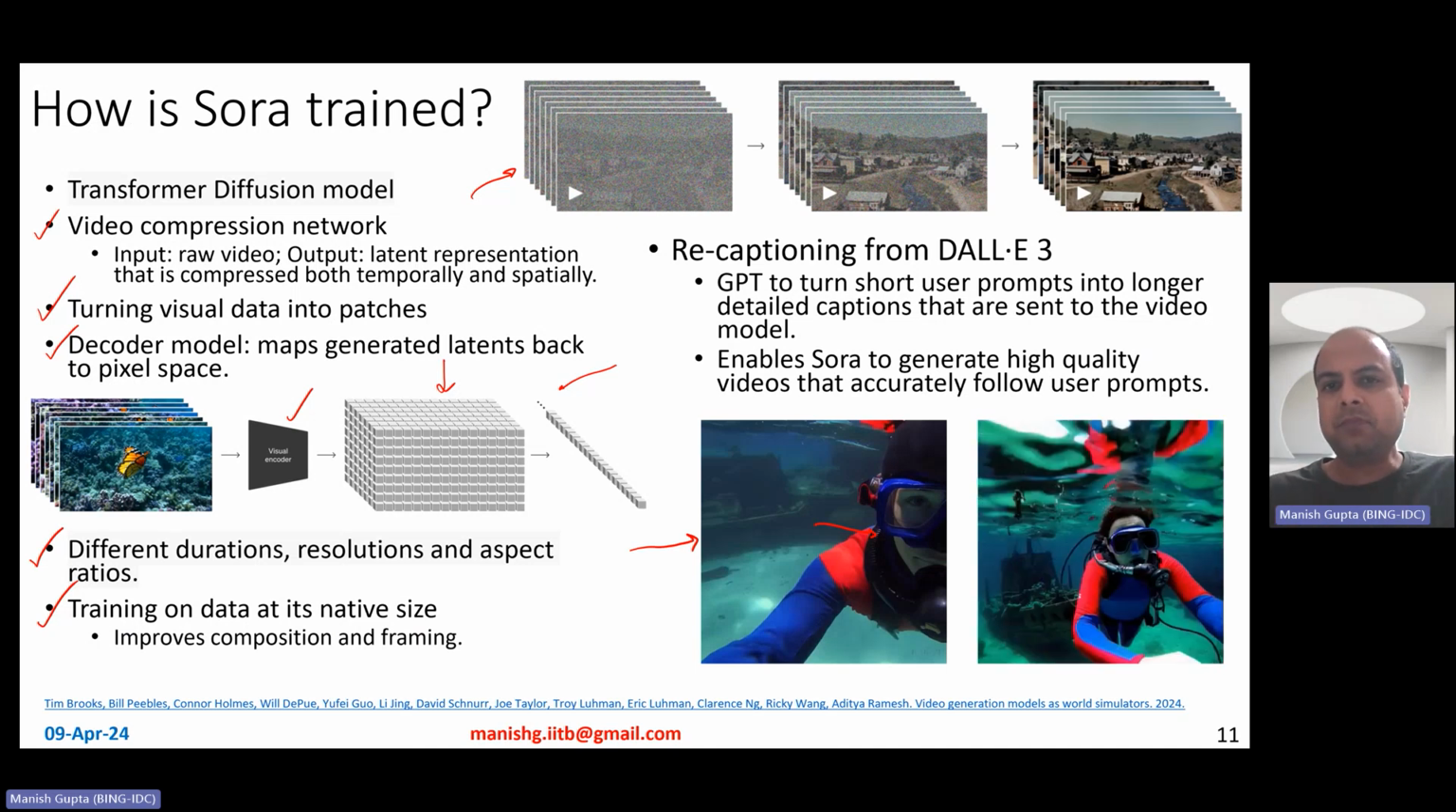Okay. Also, SORA can handle very nice descriptive captions, and that is possible because of this recaptioning technique, which SORA has borrowed from DALL-E 3. The idea is to take shorter user prompts that are there in the text to image or text to video datasets and use GPT to turn those short prompts into longer captions, which are then used to train the diffusion model. So the text to video diffusion model is trained with longer captions that are obtained from the short user prompts using GPT. It enables SORA to generate high quality videos that accurately follow long user prompts.